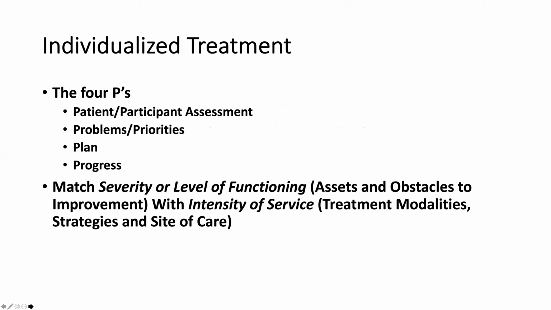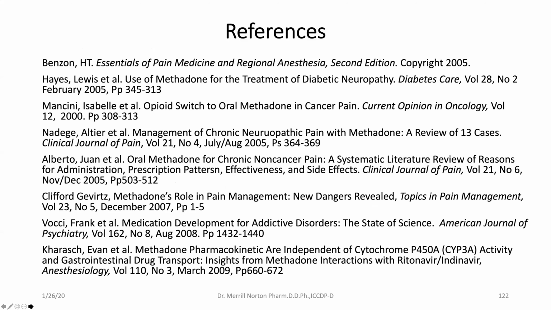The 4 Ps is patient participation, assessment, problems, priorities, plan, and progress. And you try to match severity of level of functioning with those 4 Ps. And so we have that. And that's your references. And there you go.